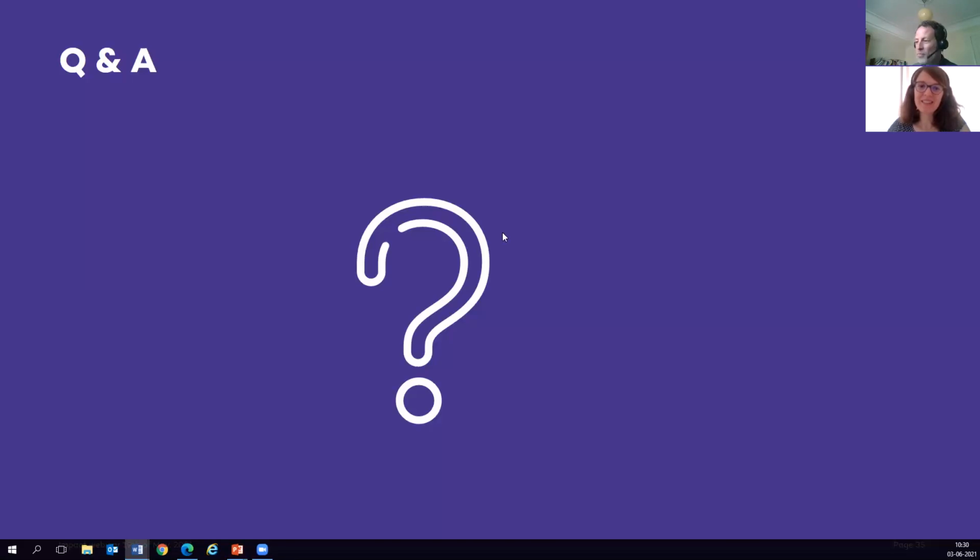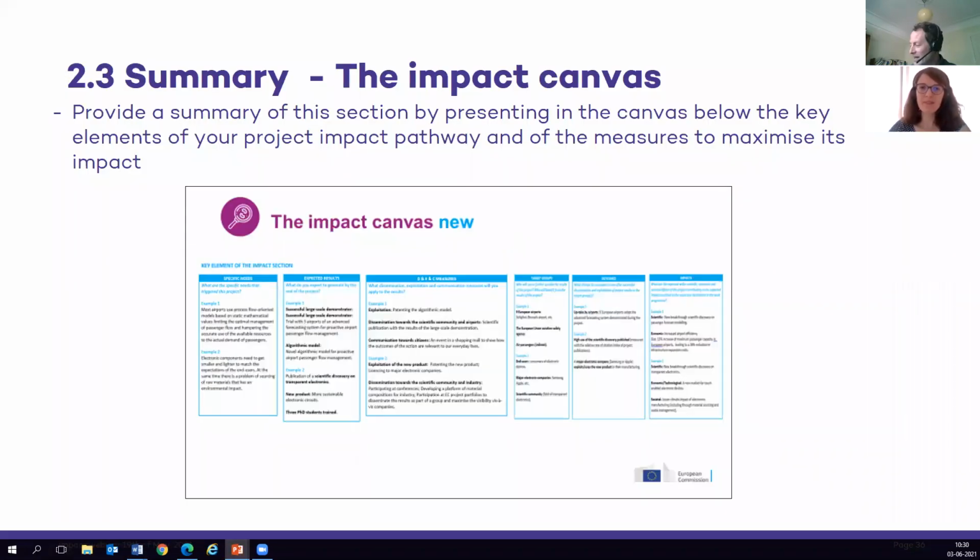Let's just briefly, to finish off this webinar on the impact section, discuss this third part, which is the summary, also called the impact canvas. What is the objective of this canvas, these tables that you have to fill in and that you also find in the template? Who is this for? This is indeed a new section, a novelty of the Horizon Europe proposal templates, and this is a summary section of everything that we have described in part 2, the part about impact.